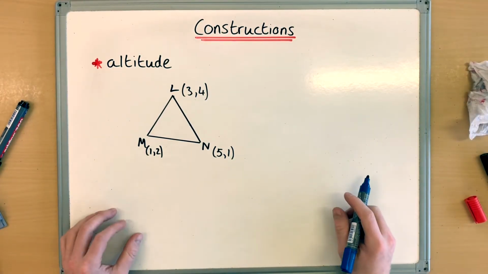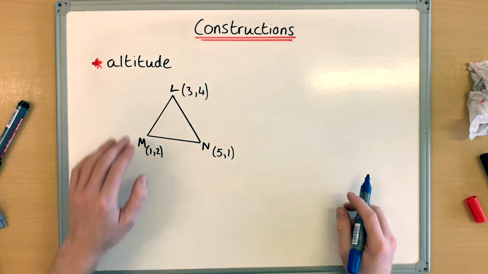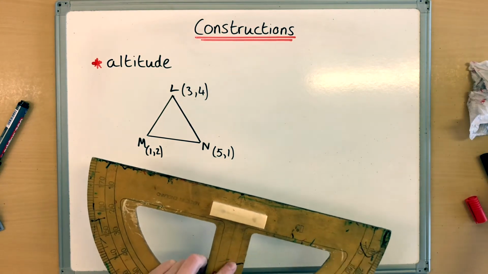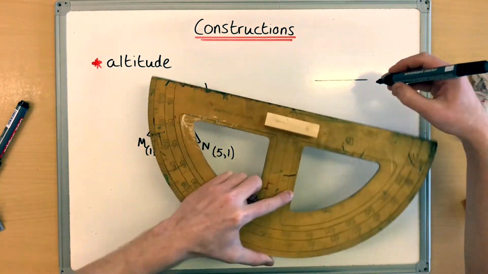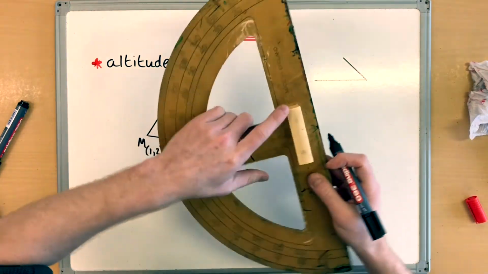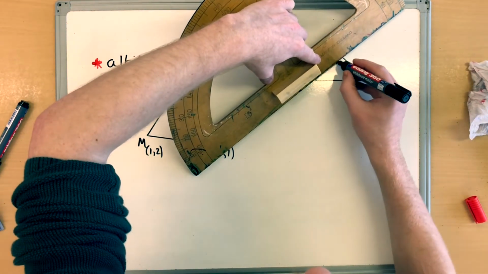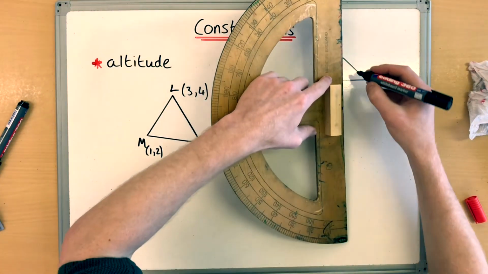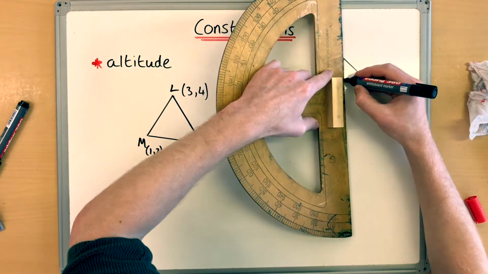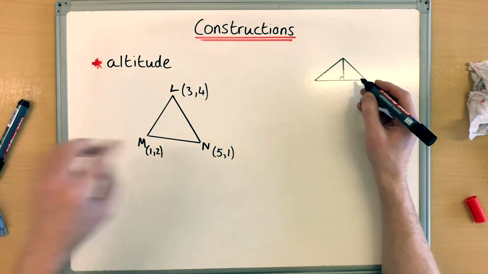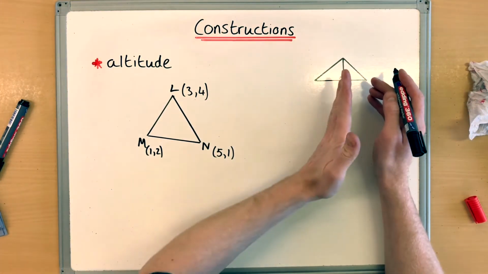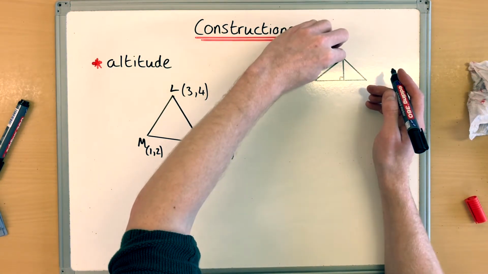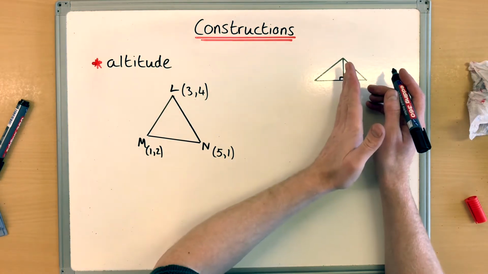Okay, and the final of the 3 main constructions that you're going to see is the altitude. Now, the way to remember altitude for me is to imagine a mountain and imagine someone looking up at the height of it. When you measure the height of a mountain, the altitude, you don't take a sloping angle, you look straight up to the peak. So the height of this mountain is the distance from a base up to a peak, looking straight up at 90 degrees. So it goes to a corner of a triangle and it meets the opposite side at 90 degrees.